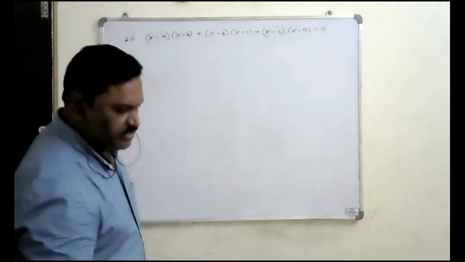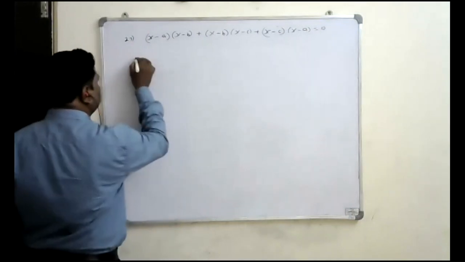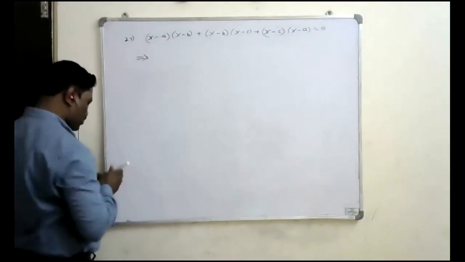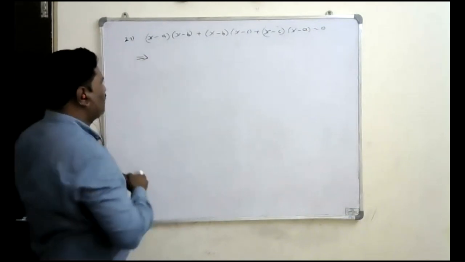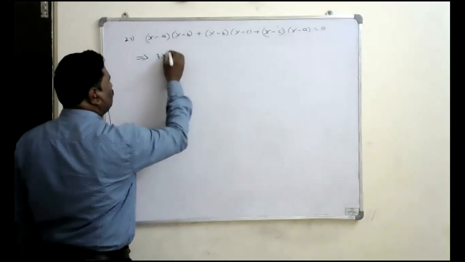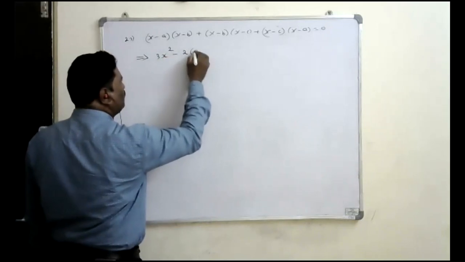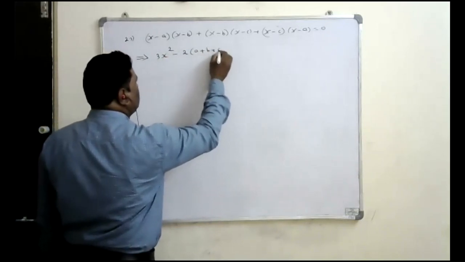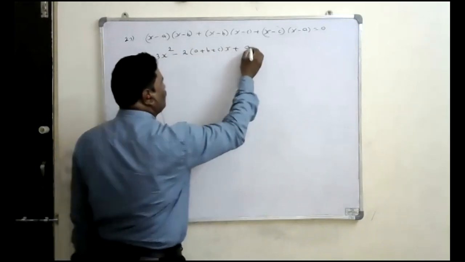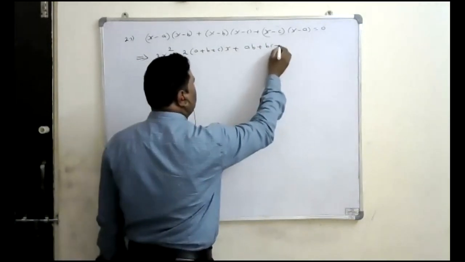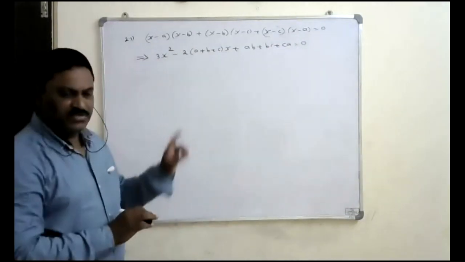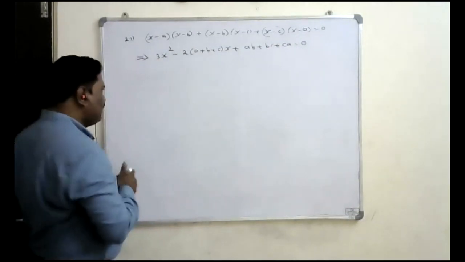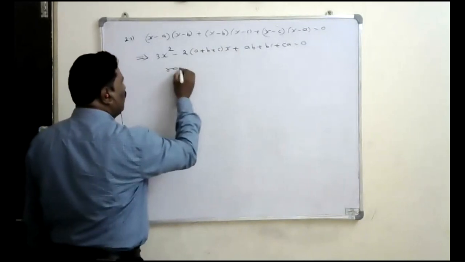Now, if you multiply this, tell me what equation we are getting? Yesterday we multiplied this: 3x square, minus 2 times (A plus B plus C) x, plus AB plus BC plus CA, is equal to 0. So if you multiply all the terms, this is the equation we are getting. Since they have given that the roots are equal.